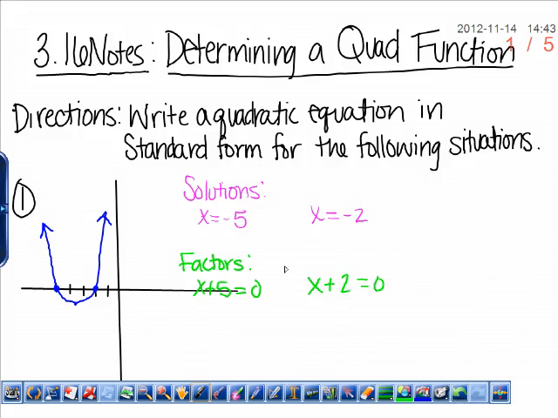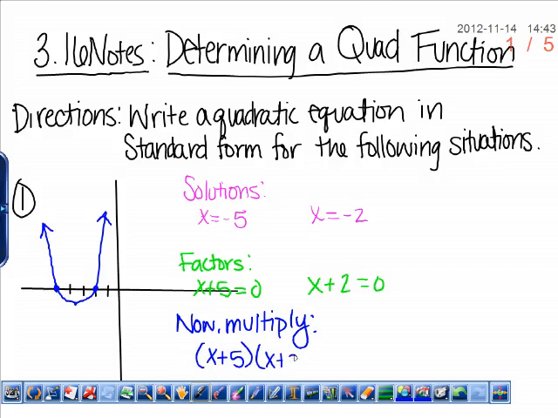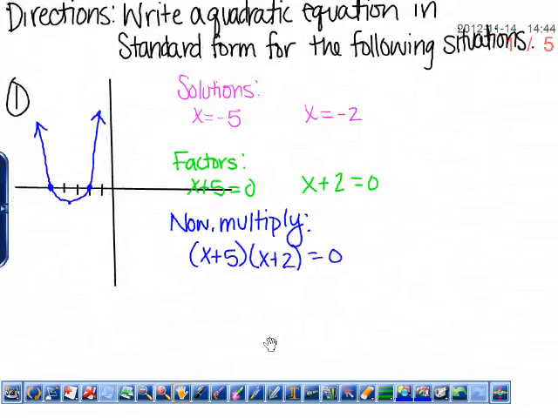Okay? Then, in order to actually get our equation in standard form, we are going to take our factors and multiply them. So x plus 5 times x plus 2. All right. This is factored form, but we want it in standard form, so what are we going to have to do? Yeah, go ahead and multiply it. X times x is x squared. 2x plus 5x is 7x. 5 times 2 is 10.